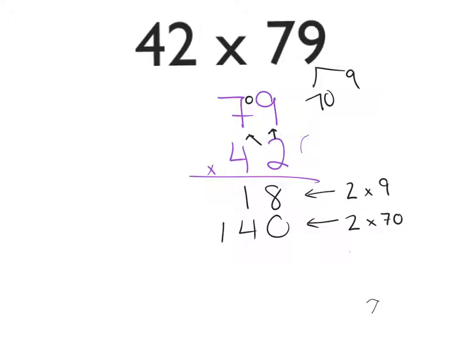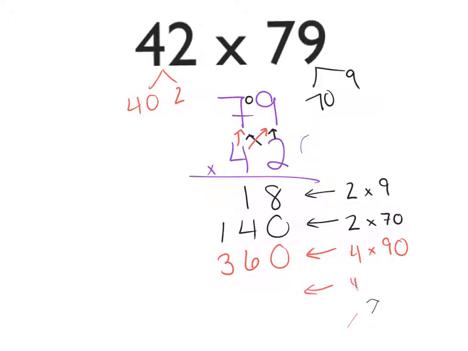Okay, and then next, I'm going to switch colors real quick. You have the 40 times 9, because once again, if you decompose, 40 and 2. So 40 times 9 is 360, because 4 times 9 is 36. Okay, and then we have 40 times 70. So we have to think, okay, 40 times 70. 4 times 7 is 28, but we have the 100, so it's 2,800. And then we can add this.